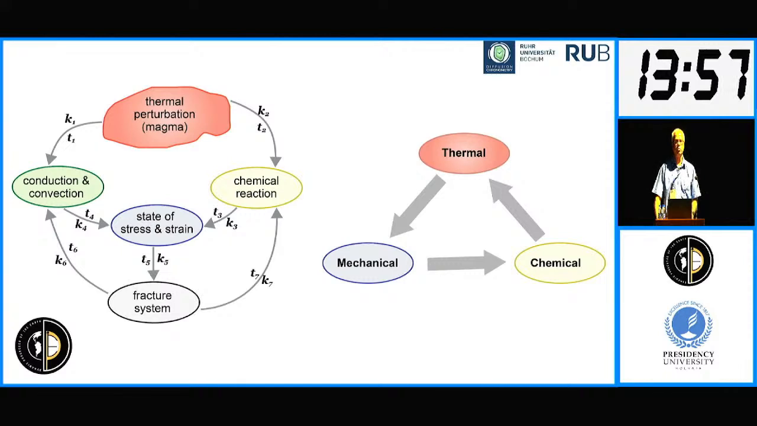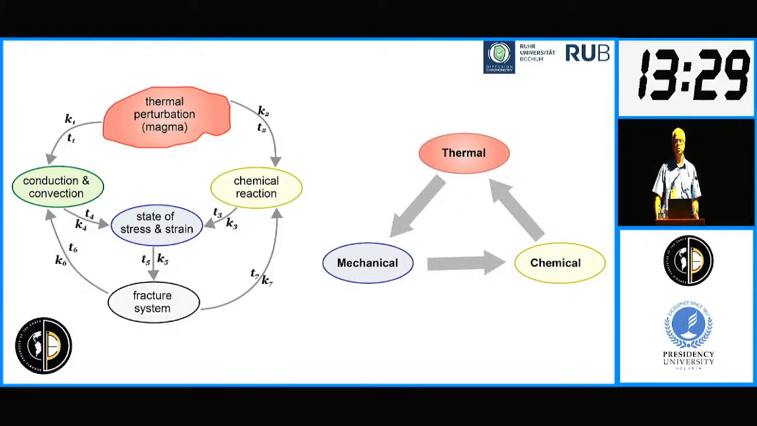And all of those involve heat transport, volume change, and they change the state of stress and strain. And those in turn, depending on the nature of things, could produce fractures. And if that happens, the fractures in turn could guide fluid flow and things like that. And that back influences conduction, convection, heat flow, and so forth. So as you see, all of those processes, the thermal, mechanical, and chemical, need to be coupled.